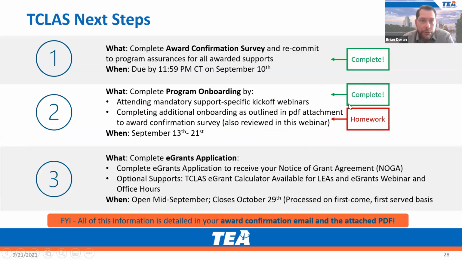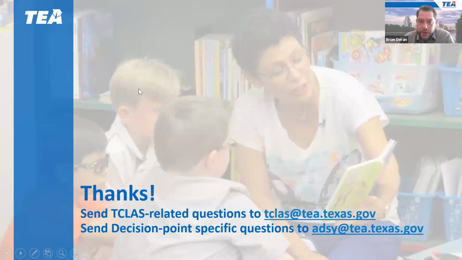All right, so recapping next steps from TCLAS, you've done your confirmation survey. We just did the kickoff webinar. There are the next steps that we covered on a slide or two prior. And then really this big one, complete your eGrants application here by October 29th, and the earlier the better. All right, let's jump into some Q&A.